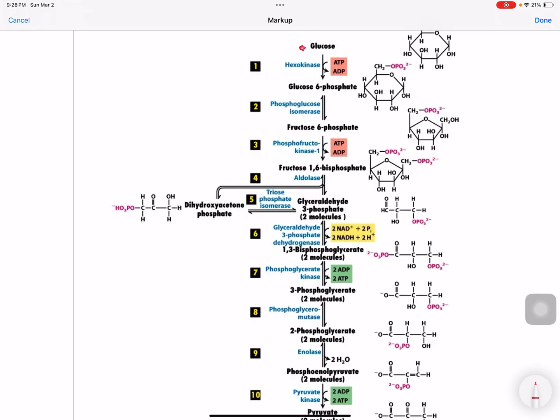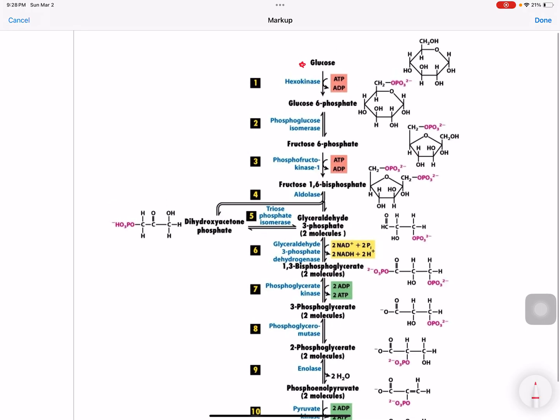It is divided into two principal phases. Okay, phase 1, energy investment, and the second, phosphorylation. So phosphorylation is a key regulatory step.